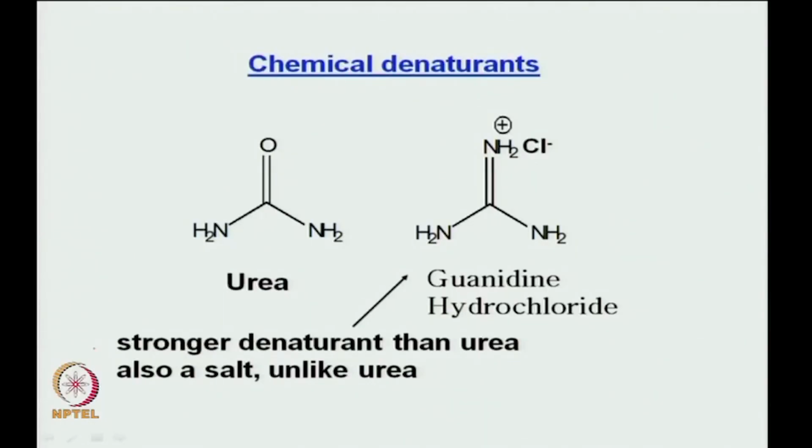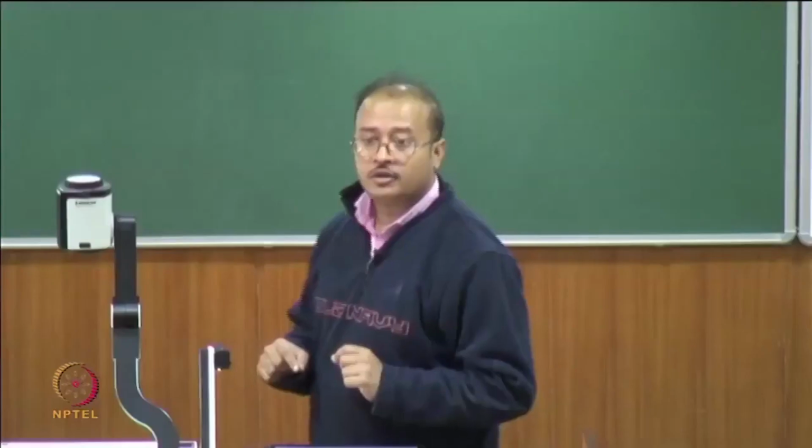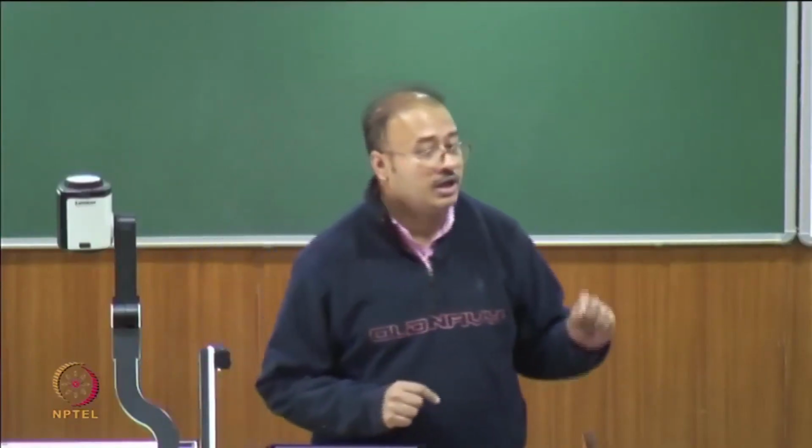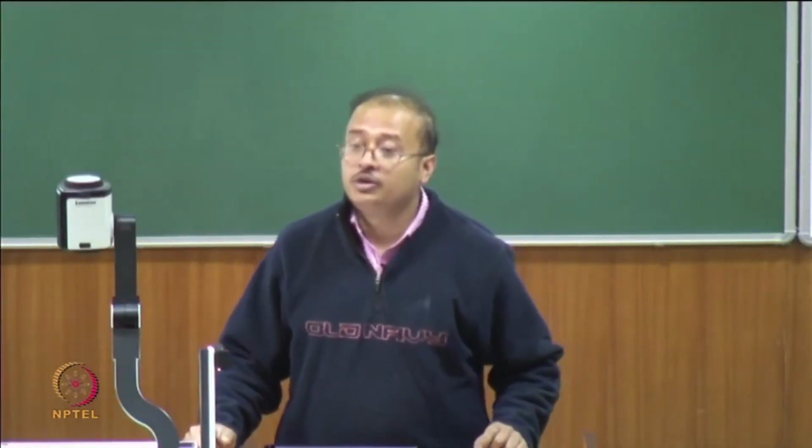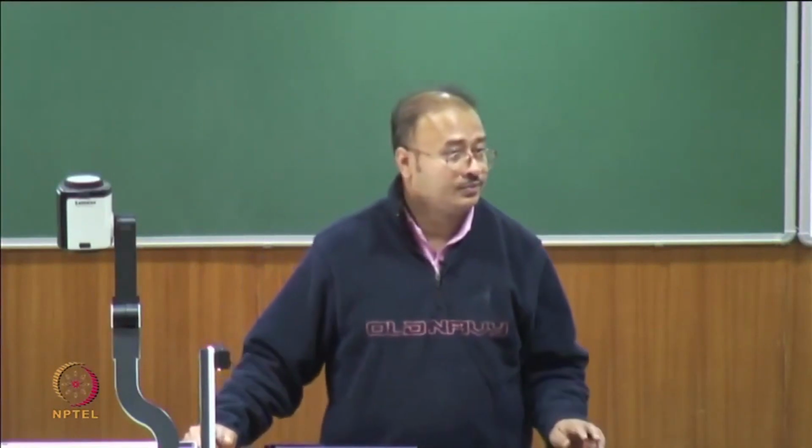So, chemical denaturation, as you can see on this slide, is brought about by two main compounds, very popularly or very commonly used. One is urea and one is guanidine hydrochloride. Now, as it says on the slide, guanidine hydrochloride is a stronger denaturant than urea, and it is proven. Also, there is one major difference between these two. What is that? Urea is a neutral molecule, but what about guanidine hydrochloride? It is actually a salt.